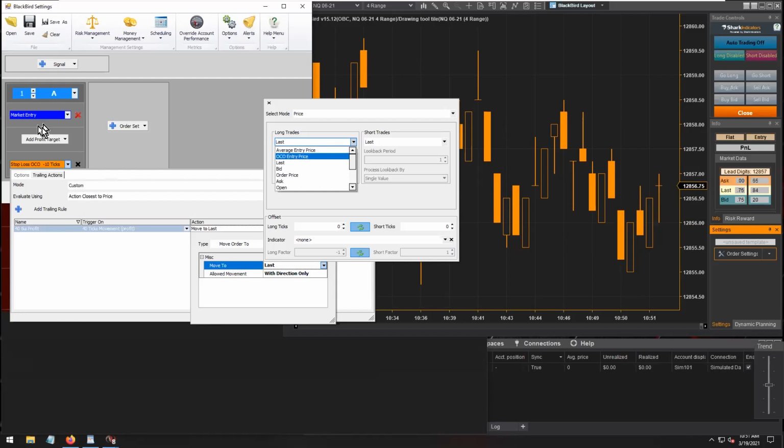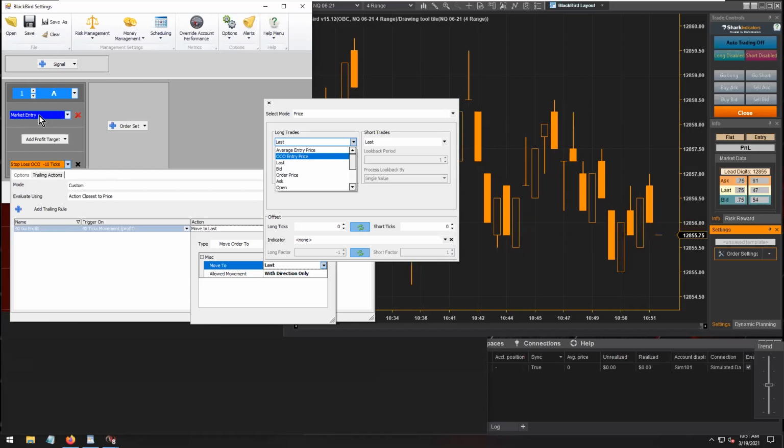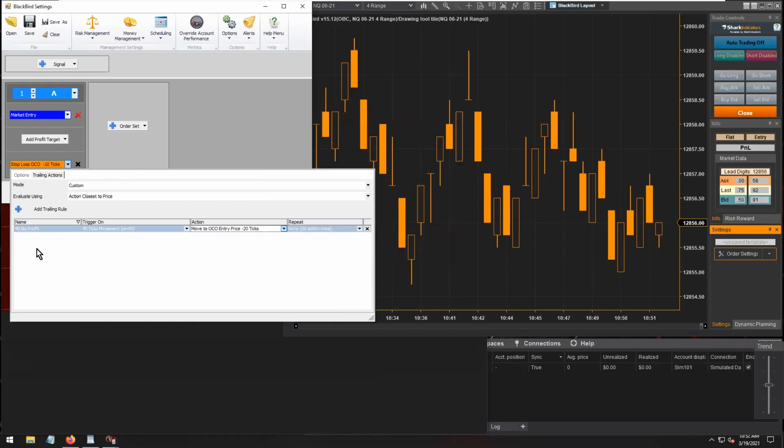But normally, since we're only entering the market using one entry order, we're just going to use the OCO order entry price, like that. And now, from the entry price, this is where we put in our negative 20 offset, right? So there's our 20 tick offset from the entry price. That's simple, right? So that's our stage one, with 40 ticks of profit there.